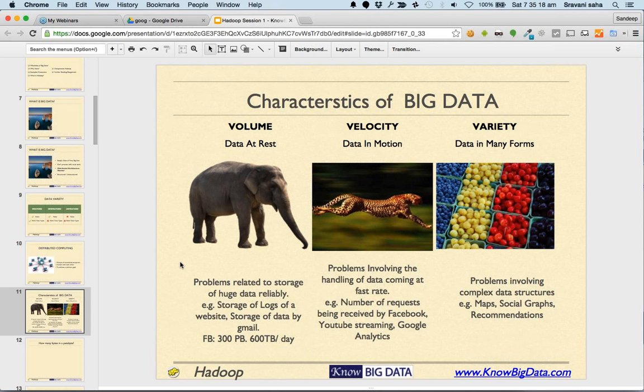But if there are so many people, so many users coming to your website, you would have to have a multitude of computers to handle those many requests per second. Okay, a single computer cannot go beyond a few thousand requests per second. It's very difficult to get it done using a single computer.